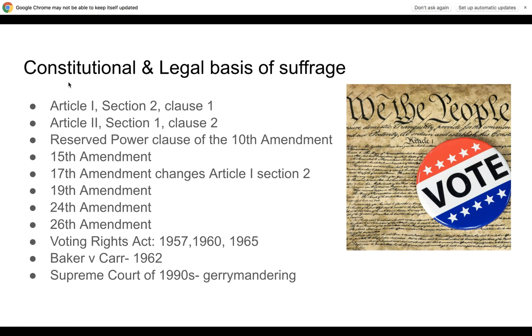Okay, also Baker versus Carr, 1962. We went over that one. Think of the one man, one vote, right? And then there were different Supreme Court decisions in the 90s that established that gerrymandering resulting in majority-minority districts was unconstitutional. So we've talked about that a little bit as well.